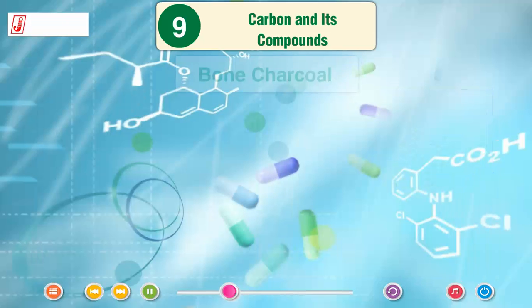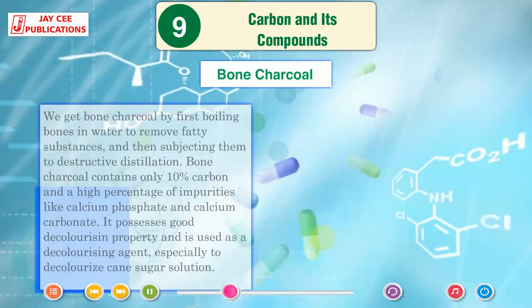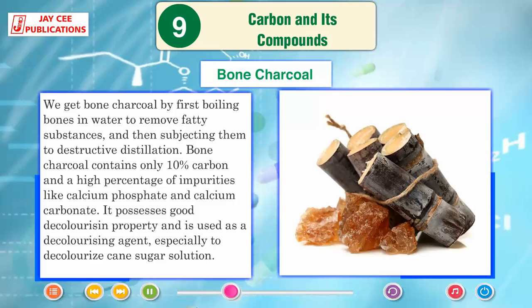Bone charcoal. We get bone charcoal by first boiling bones in water to remove fatty substances and then subjecting them to destructive distillation. Bone charcoal contains only 10% carbon and a high percentage of impurities like calcium phosphate and calcium carbonate.